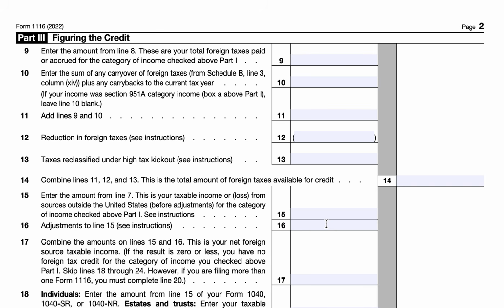On line 17, you'll combine lines 15 and 16, and this will become your net foreign source taxable income. If the result is 0 or less, you have no foreign tax credit for the category of income that you selected, and you may skip lines 18 through 24. However, if you're completing more than one Form 1116, then you must complete line 20.